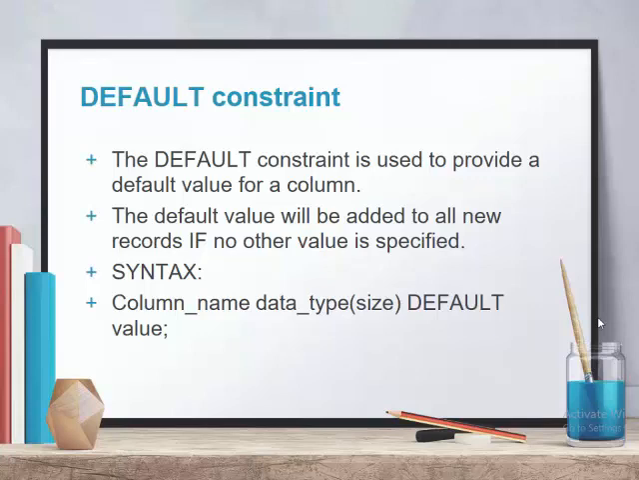Default constraint means what? If you are not specifying any value for the column, then that value will not remain blank, but a default value will be used. And this default value is specified with the column definition itself. So the syntax is column name, data type, and the special clause default, and with it you have to specify the value which you want to be used as a default value.